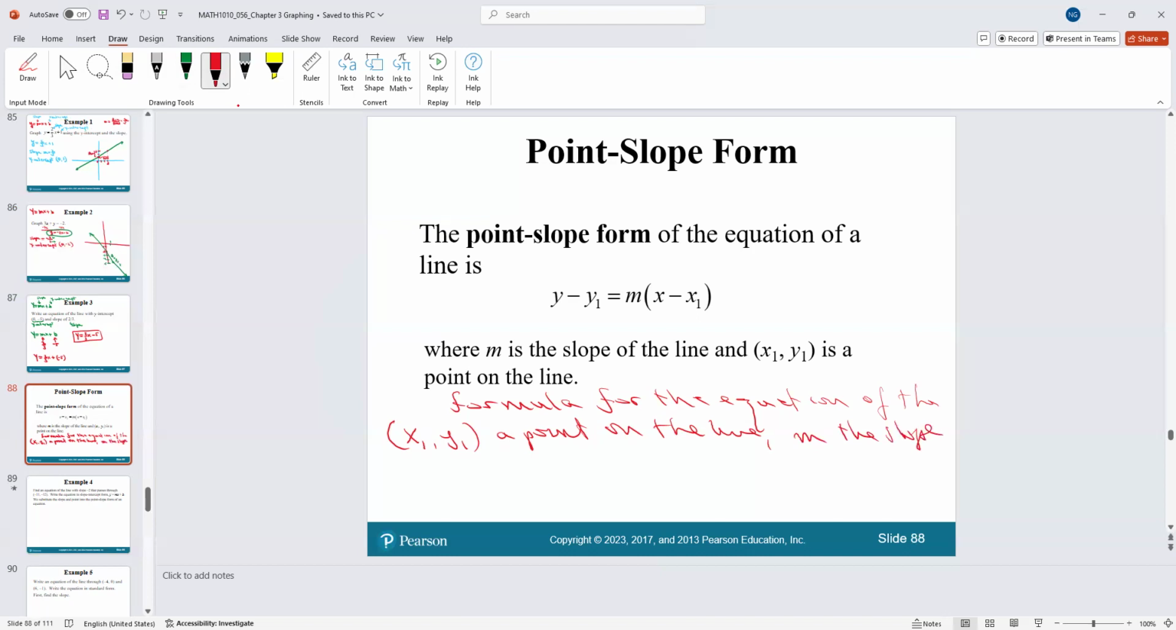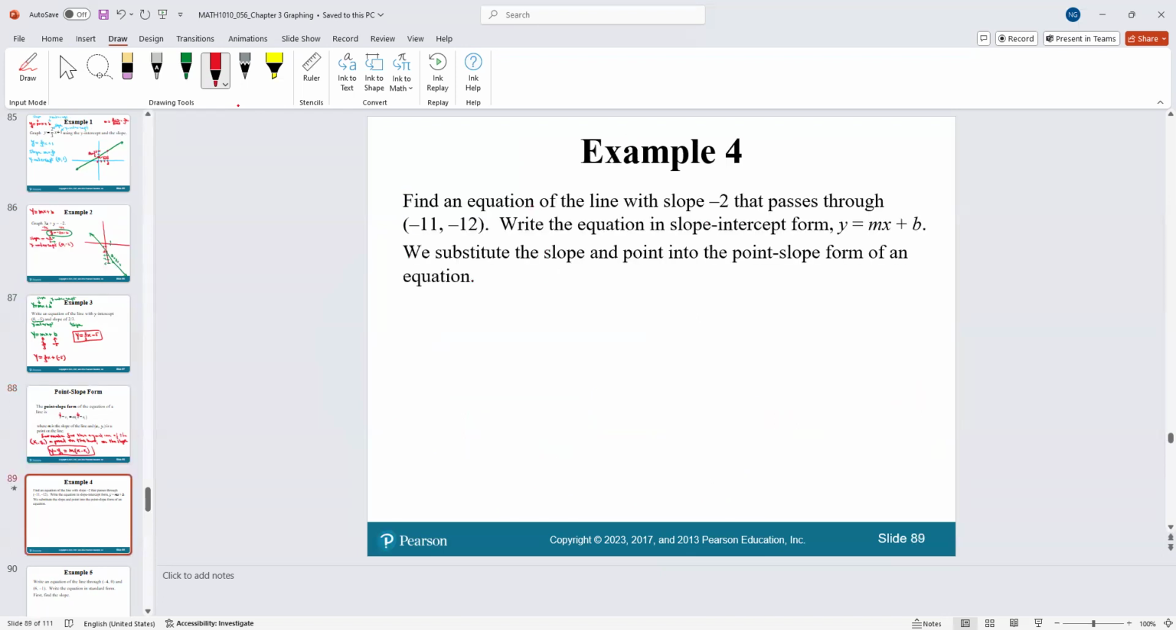So if they give you one point and the slope, then you can find the equation of the line. In your final equation in slope-intercept form, the x and the y won't change, but x1 will change, y1 will change, m will change. That's why we use that beautiful formula, y minus y1 equals m times x minus x1. So that would be the formula to write the equations of the line, or we can call it point-slope form. So that's totally good to do.